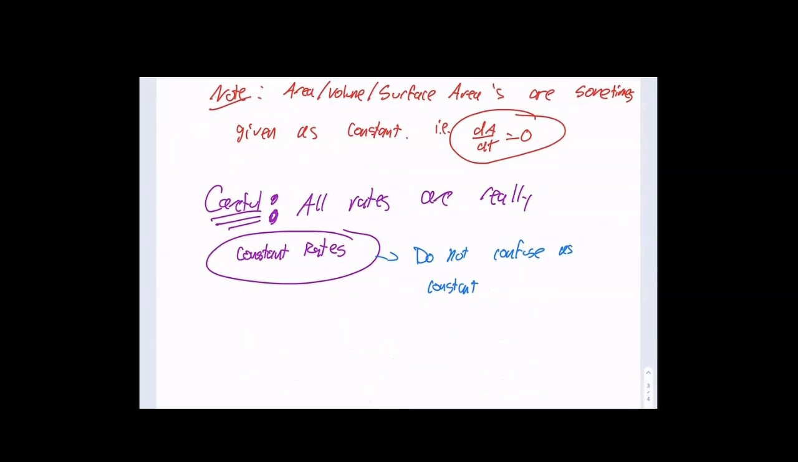If it tells you that the height is constant, that's okay. That's when you can replace it. Versus a constant rate: it is increasing at a constant rate. It's still changing, so it's still a variable.